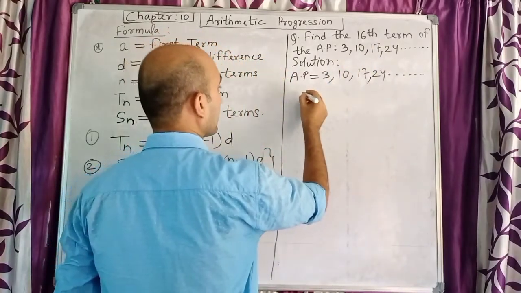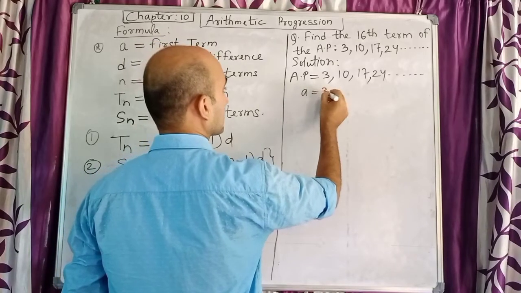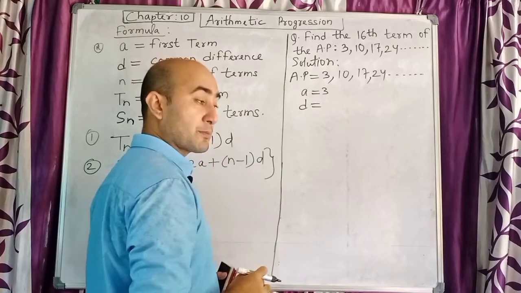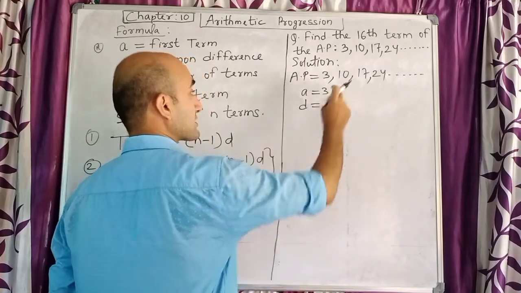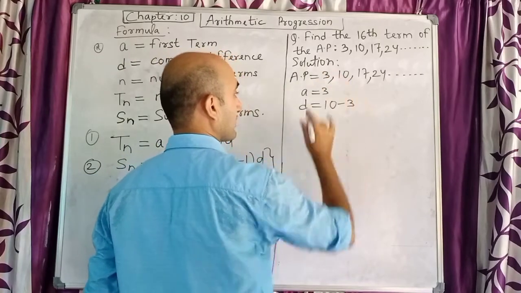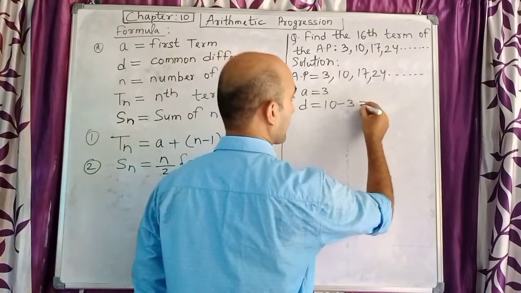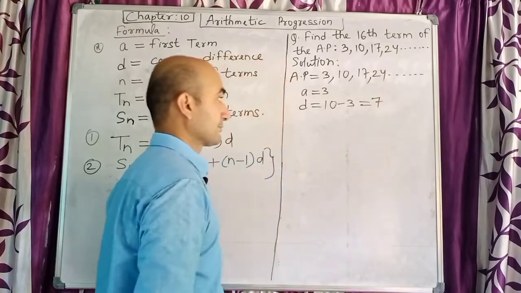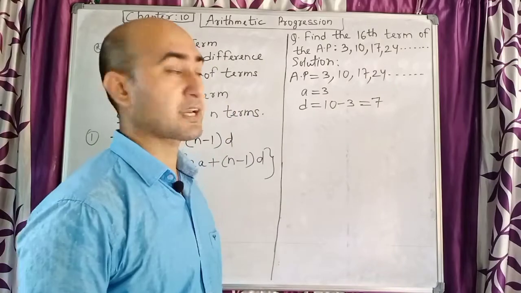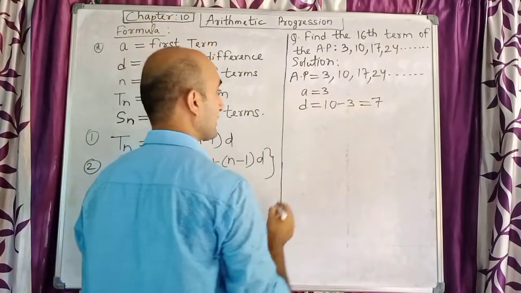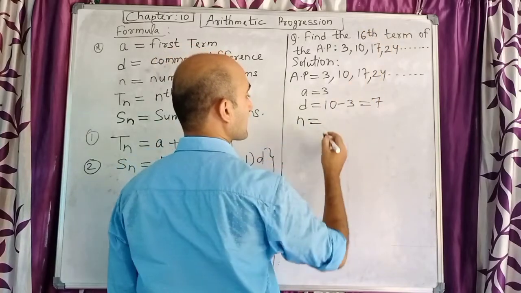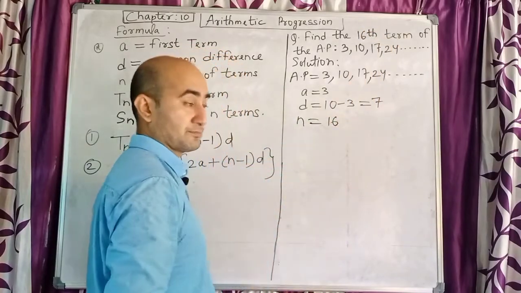So what all is given here? Here A is 3, the first term is A. What is the meaning of D? D means common difference, second minus first. Second is 10 minus first, which is 3, and the difference is 7. You can even do third minus second, but normally we do second minus first. So D is also here. And here n, because you have to find the 16th term. So here n is 16.